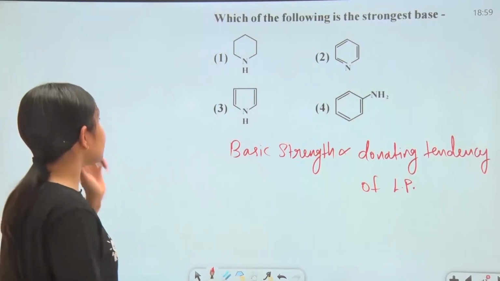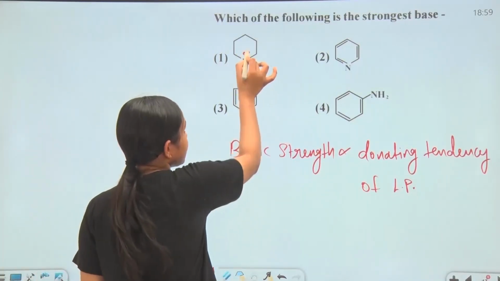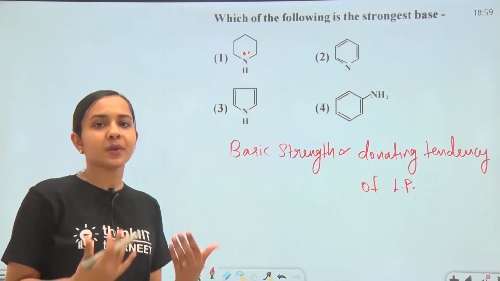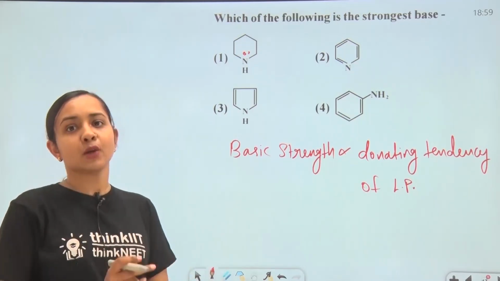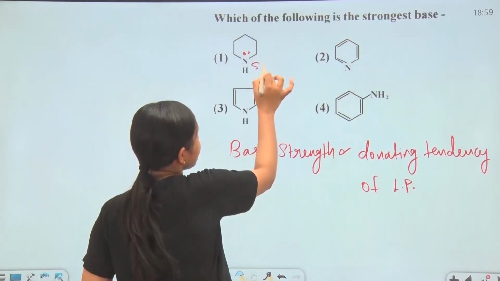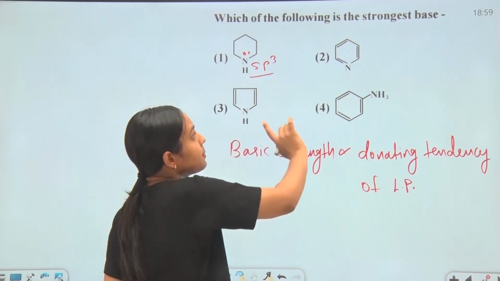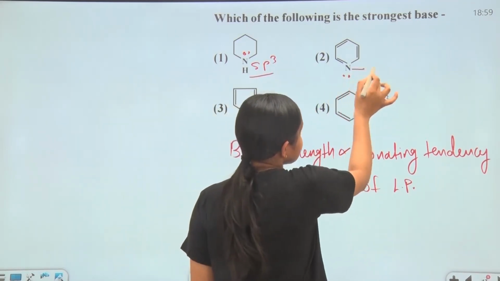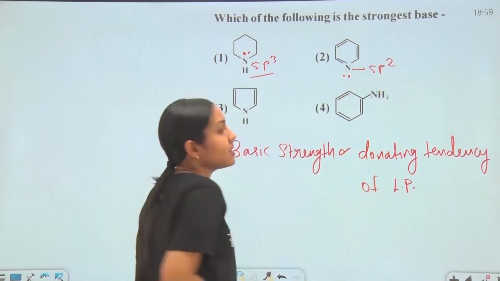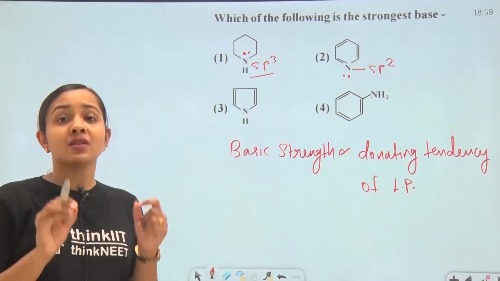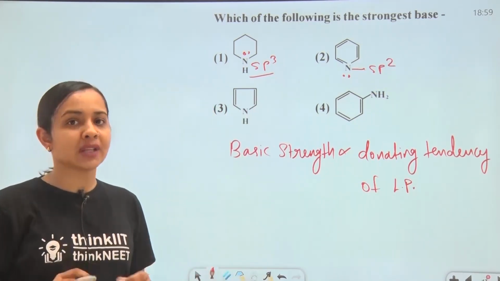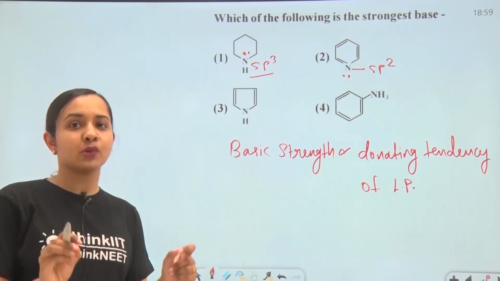Now we have the first compound. In the first compound, you can see the nitrogen atom contains a lone pair, and this lone pair can be donated by the nitrogen, and this nitrogen is sp3 hybridized, right? In the second compound, nitrogen contains a lone pair, but it is sp2 hybridized. This lone pair is localized on the nitrogen atom, right? It will not participate in the resonance.